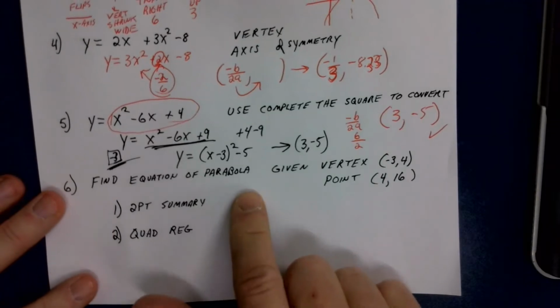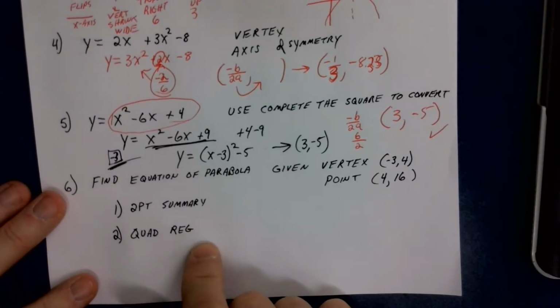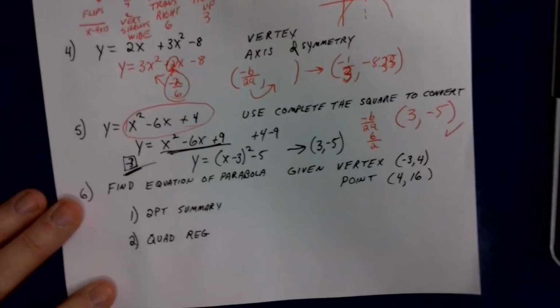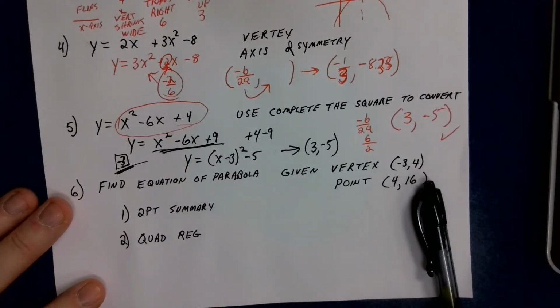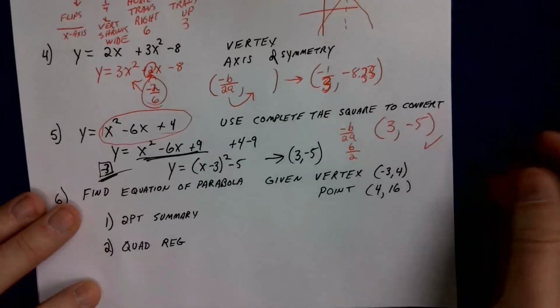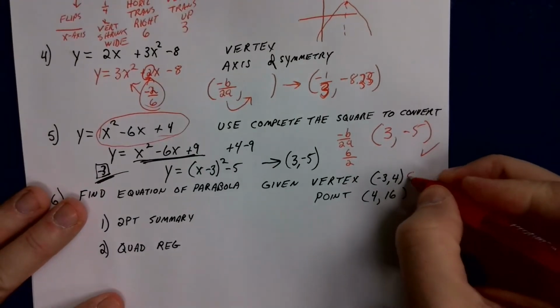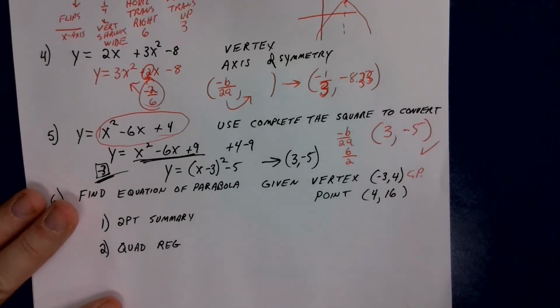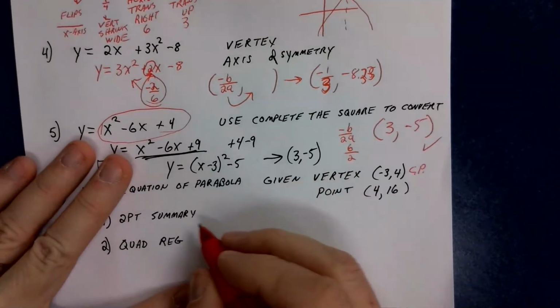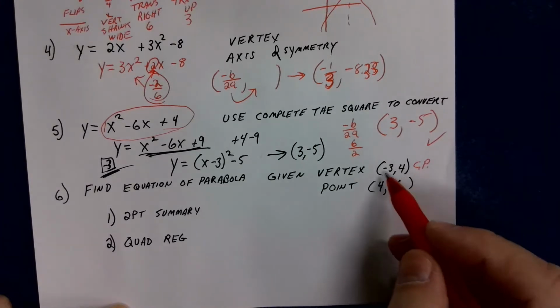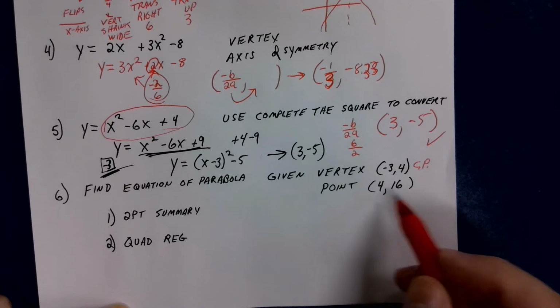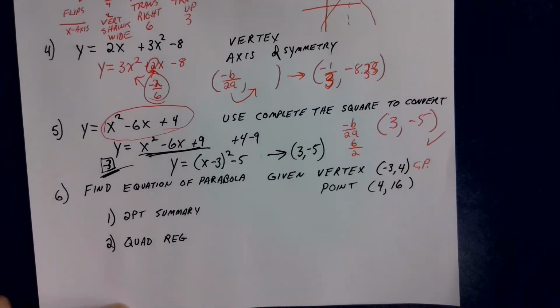Okay. So now we're down to number 6. We're trying to find an equation of a parabola. Let me focus that up a little bit. Given a vertex of negative 3, 4, you know that the vertex is also the same thing as a critical point. So just a summary here on this stuff. I'm going to do 2 things. I'm going to do a 2-point summary, and I'm going to do a quadratic regression. We're going to try and get the exact same equation out of both. Okay? So vertex at negative 3, 4, and a random point on it at 4, 16.